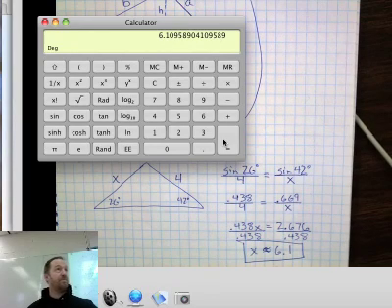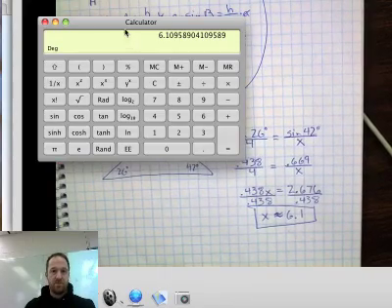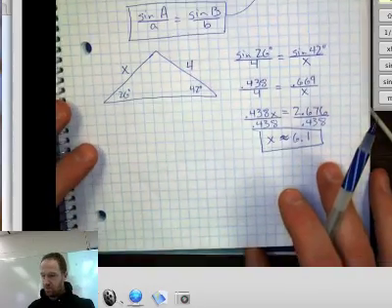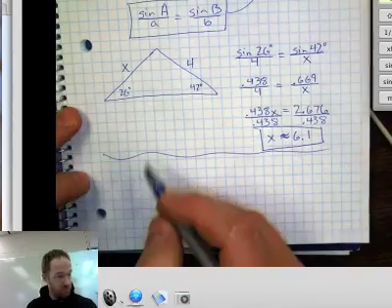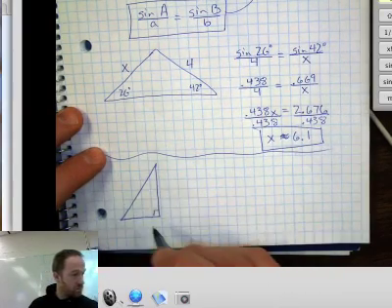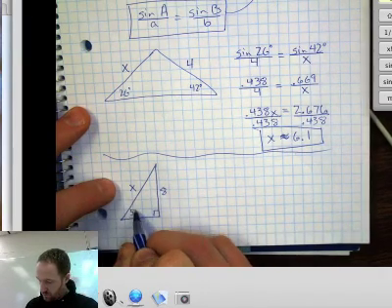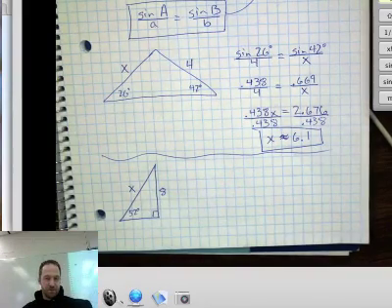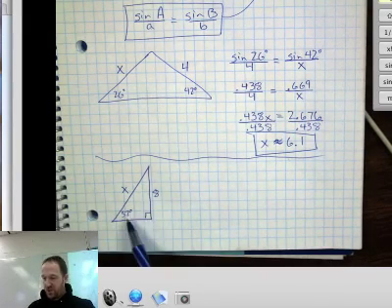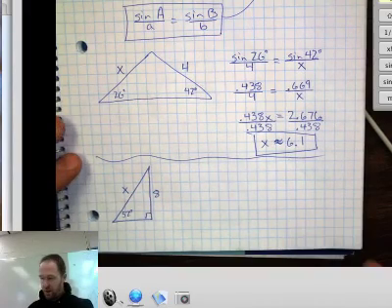Let's try another one here. So this one's a right triangle, and we have easier ways to do this. We could have just used regular old sine on this one, but law of sines will work here as well.